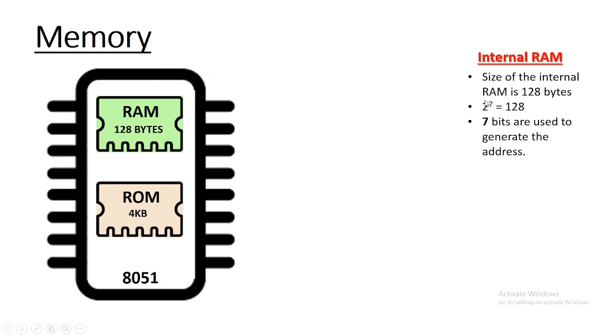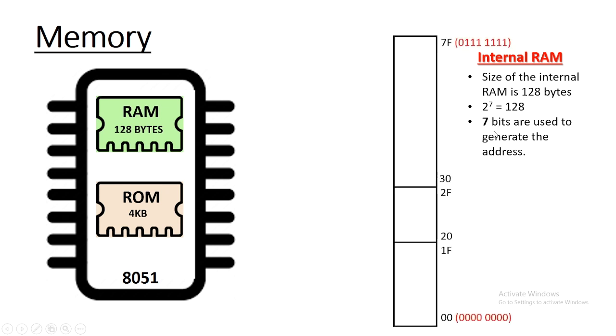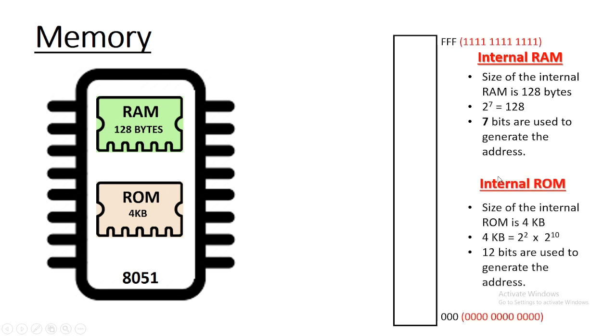To access 128 bytes of internal RAM, 7 bits are used. Using 7 bits, the address is generated, using which you can access the memory. Here you can see the sections of the internal RAM. Internal RAM is divided into 3 segments, which we will see in detail later.